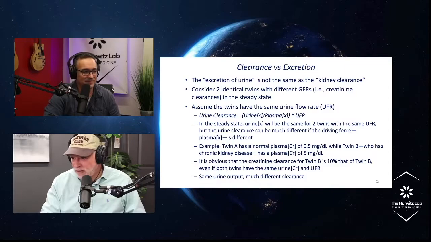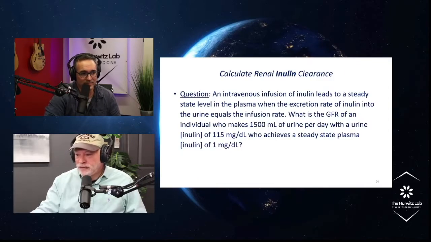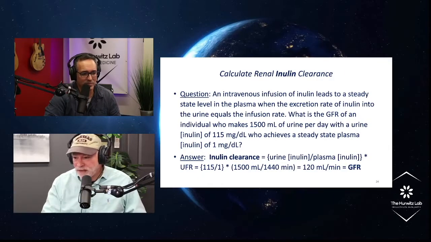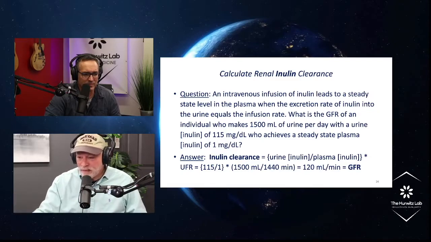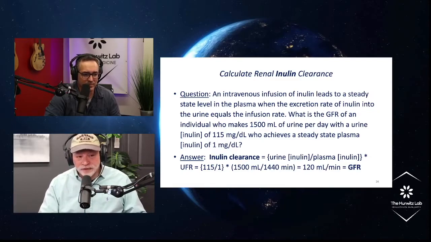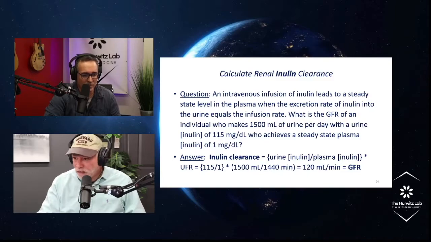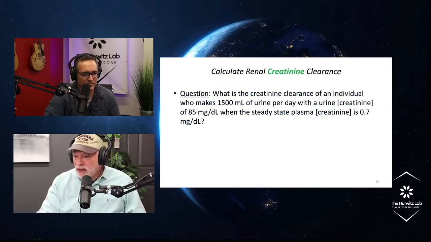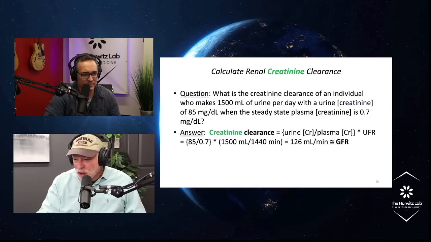Okay, so again, for people to take a picture of the slide, here's some data of somebody getting an inulin infusion. I give you some numbers and say, if this is going on and these are the measurements, what would be the inulin clearance? You apply the equation as I've applied it at the bottom line, and you get the 120 mL per minute of the GFR. The creatinine clearance is a little higher, 126. That's because creatinine is secreted.